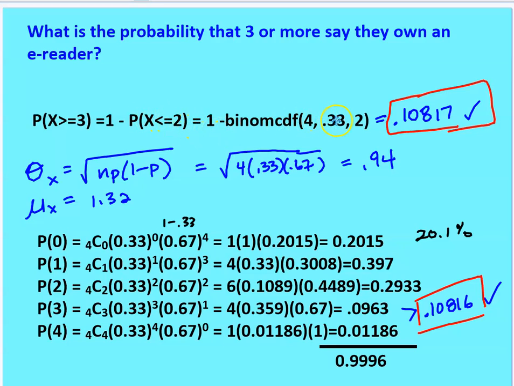So 4 times the probability of success times the number of successes. In a binomial CDF, 1 minus that value is 0.10817. And then we can go to the hand calculations below and take the probability of 3 over 4, add them together, and we get basically the same number.